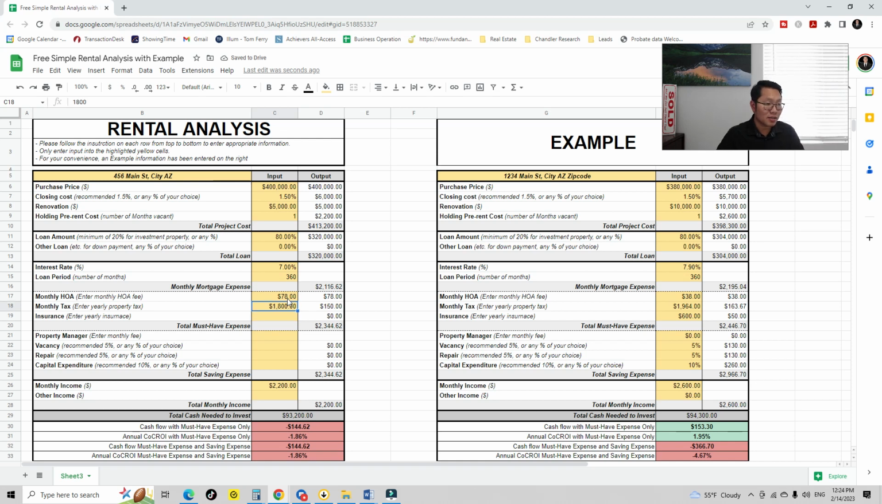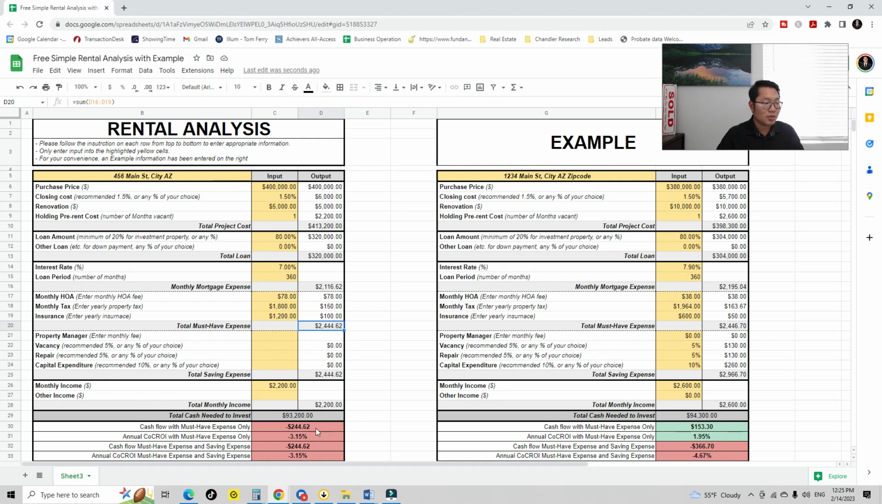No, this is where we enter the yearly tax amount. The program is going to calculate the monthly tax amount for you. Okay, insurance, let's say is 1,200 for this property, which is about $100 a month. So this is the total must-have expense, 2444. That's including the mortgage, the HOA, the tax, and the insurance, everything included. Now this is the must-have monthly expense that you have to spend.